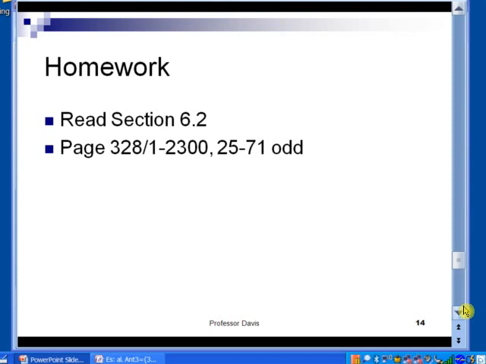All right, so finally for homework, we want to read over section 6.2, and then on page 328, we want to do problems 1 through 23, every other odd.